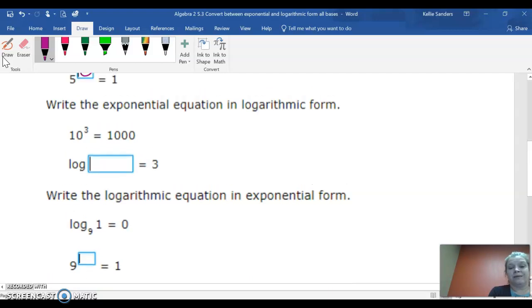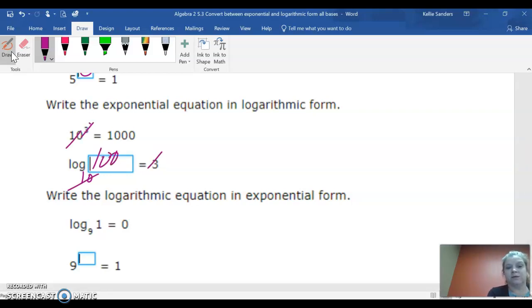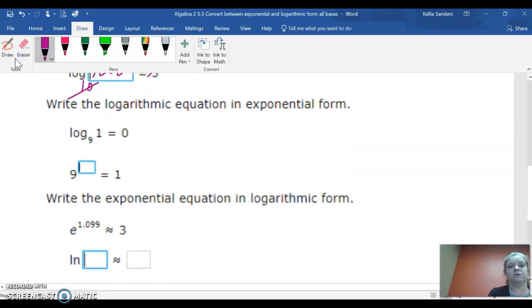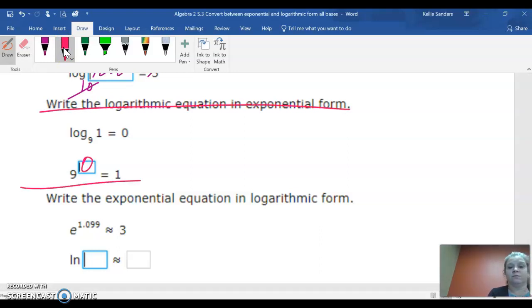Log base 10. So there's the 10. The exponent is 3. So this is going to be 1,000. Write the logarithmic equation in exponential form. 9 to the 0 equals 1. Natural log of 3, that's a 3, equals 1.099.